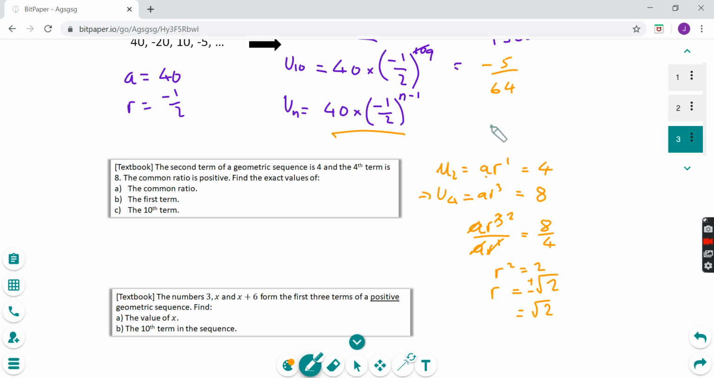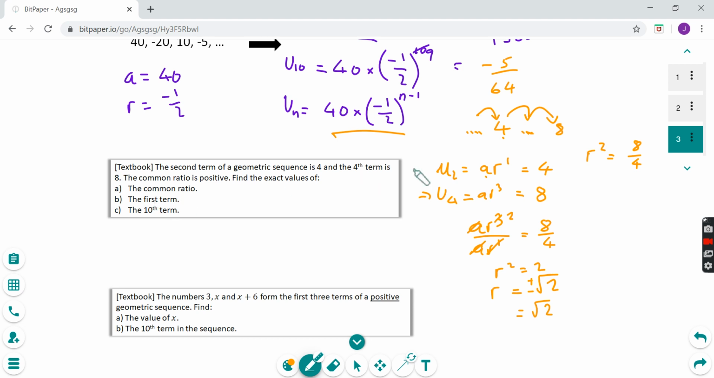Sometimes it's useful to do it as a timeline, as a bit of an illustration. So you could say, well, there's the first term, and then it's 4, and then it's something, and then it's 8, and you can think, how many times is it multiplied? Once, twice. So r squared equals 8 over 4 is another way you can think of it.